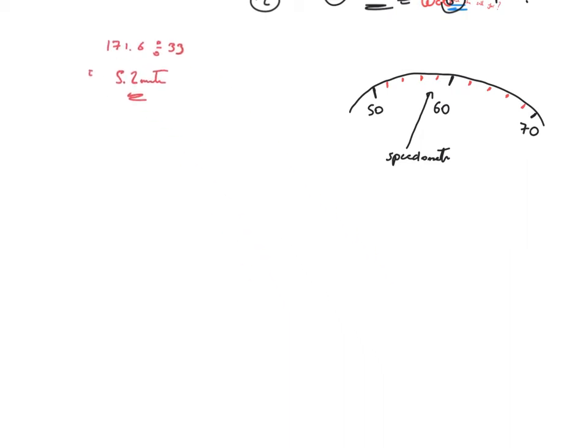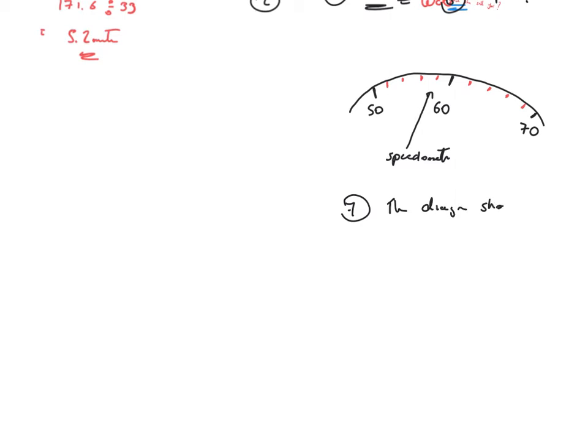Question 7 says that the diagram shows the speed of a car cruising on the motorway. Identify the speed.